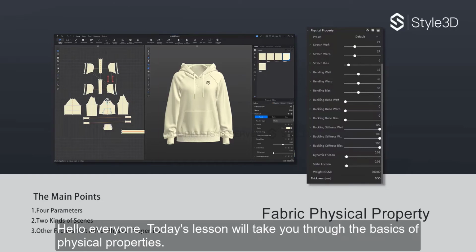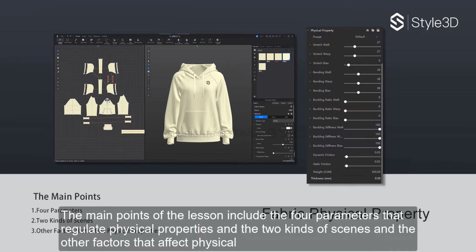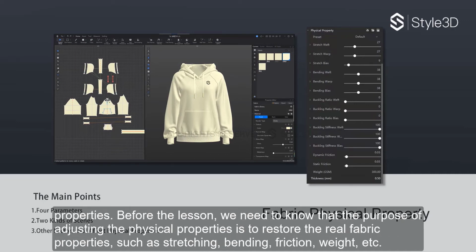Hello everyone, today's lesson will take you through the basics of physical properties. The main points of the lesson include the 4 parameters that regulate physical properties and the 2 kinds of scenes and the other factors that affect physical properties.